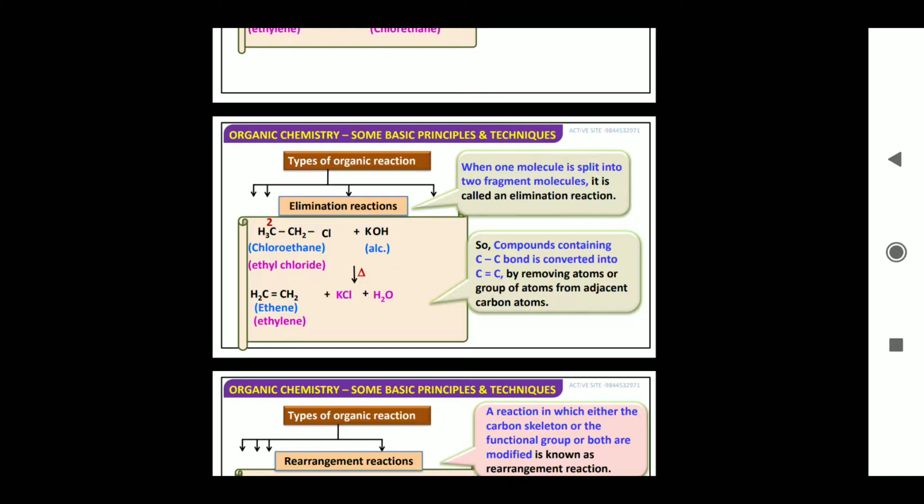The compound containing C single bond C is converting into C double bond C, by removing atoms or group of atoms from the adjacent atoms. Okay, so what happened? There will be formation of sp2 hybridized carbon from sp3 hybridized carbon, and there will be an elimination of KCl, that is chlorine gets eliminated. That is why in the beginning I told you that it is a dehydrohalogenation. So what happened? There will be a formation of double bond.